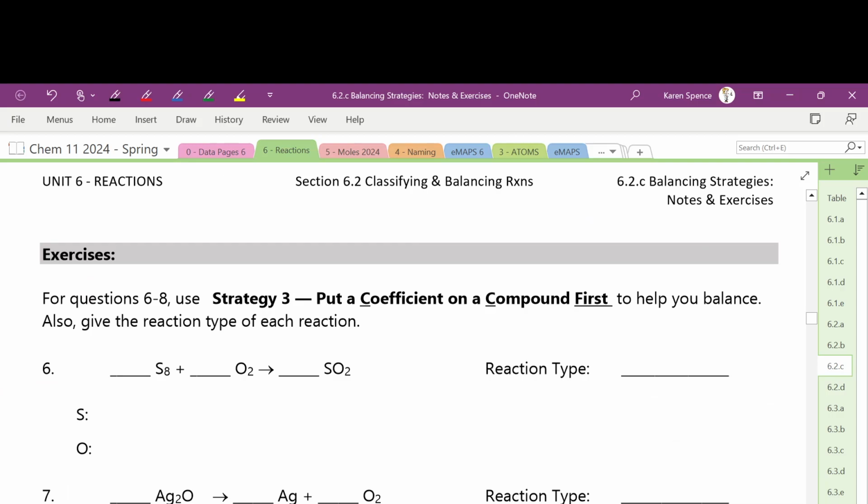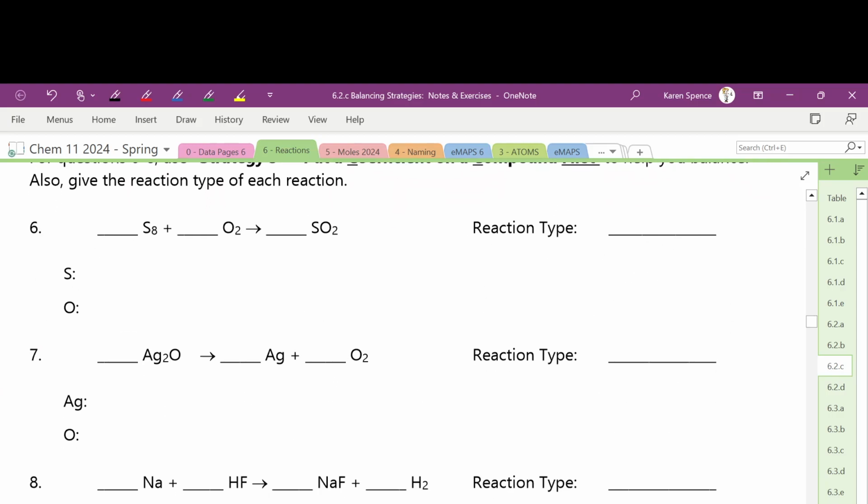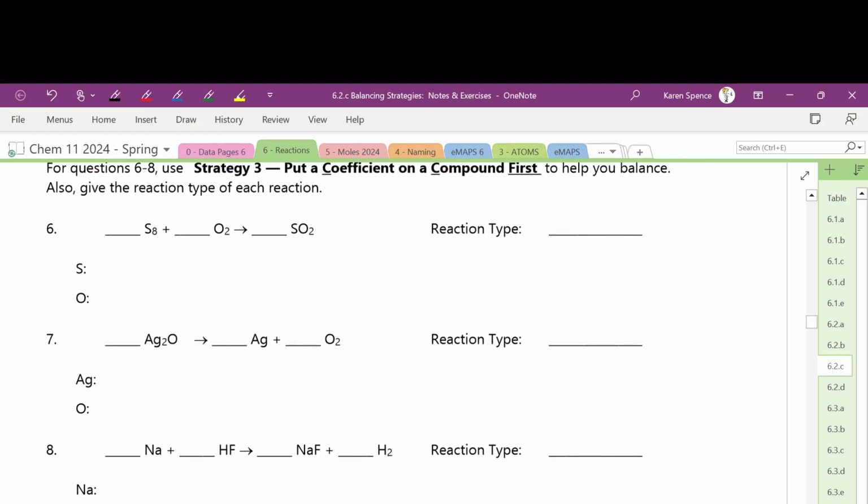So give these ones a try. Okay, 6, 7, and 8. Balance them.